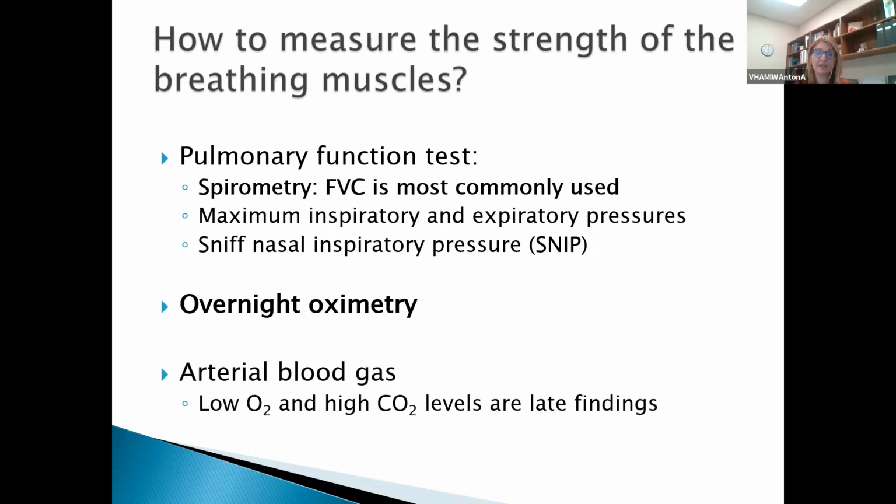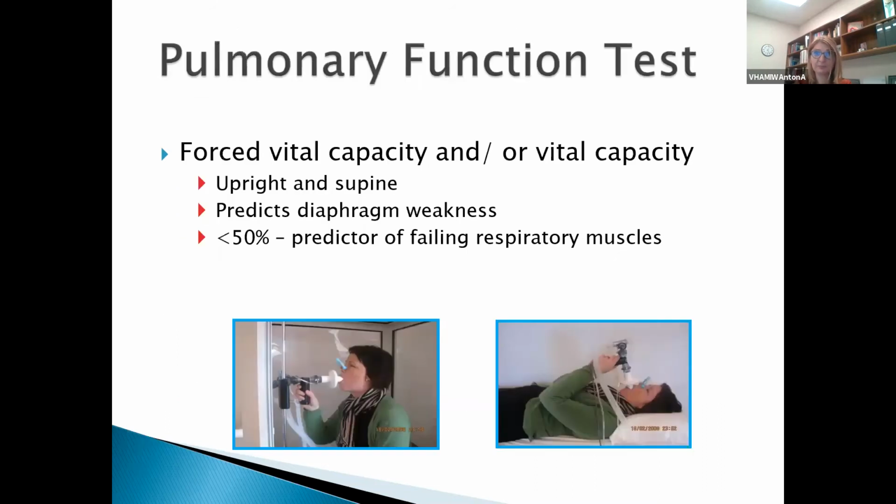And then certainly there is a blood test that can be quite painful. We take blood from the artery in the wrist and we measure the oxygen level and the carbon dioxide level. But in general, that is not the test that we monitor routinely, because we know that if we wait to intervene until patients have low oxygen levels and high carbon dioxide levels, those are late findings and they are signs of respiratory failure.